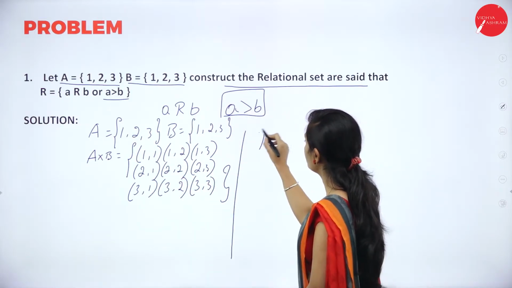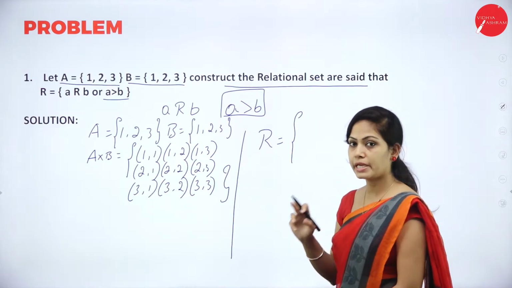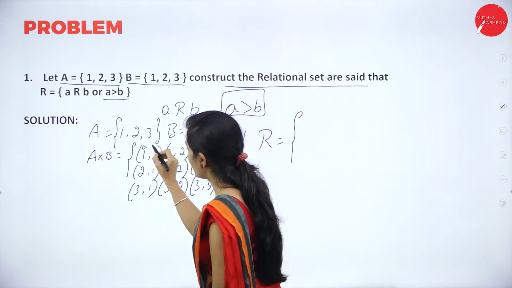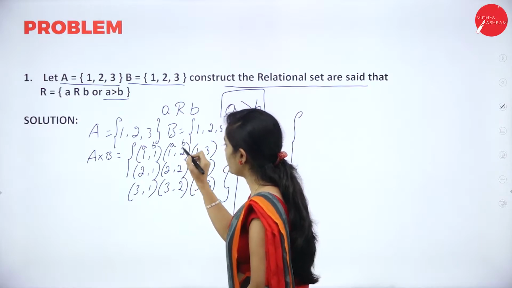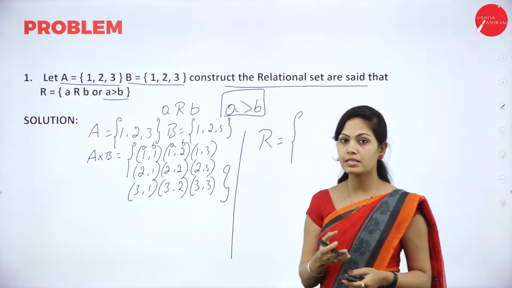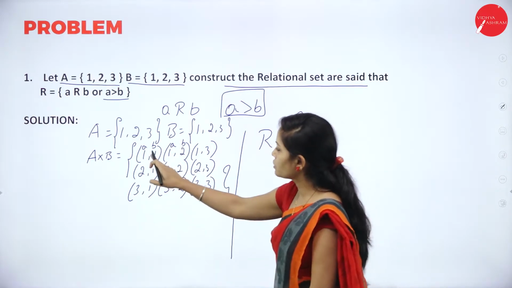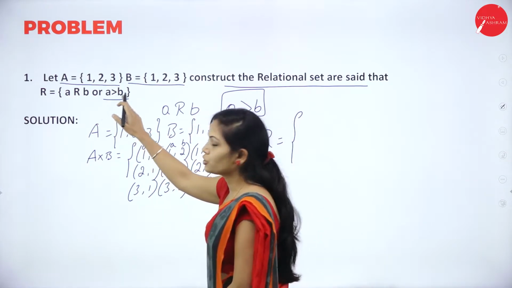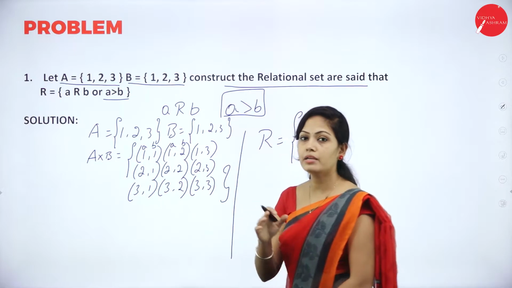So what is R? Your question is A value should be greater than B value. So here I will consider this as A and this is B. This is A value or B value, or else you can consider it as X or Y. So this is your A value and B value. Your question is A value should be greater than B value. So what are the relations you can prepare?